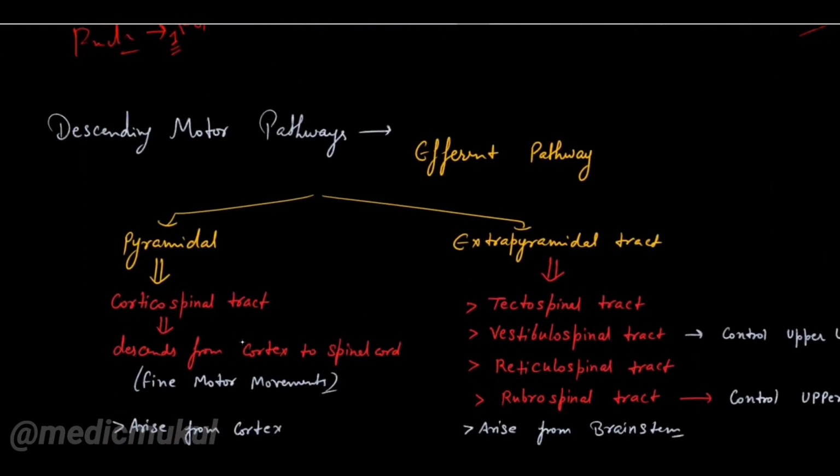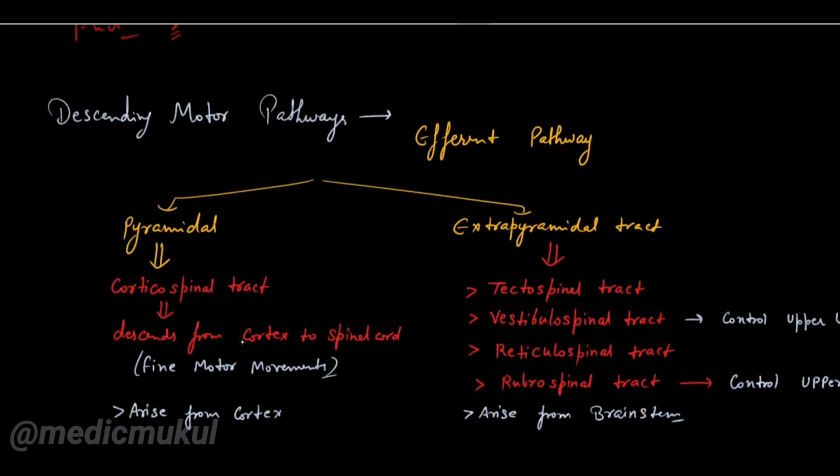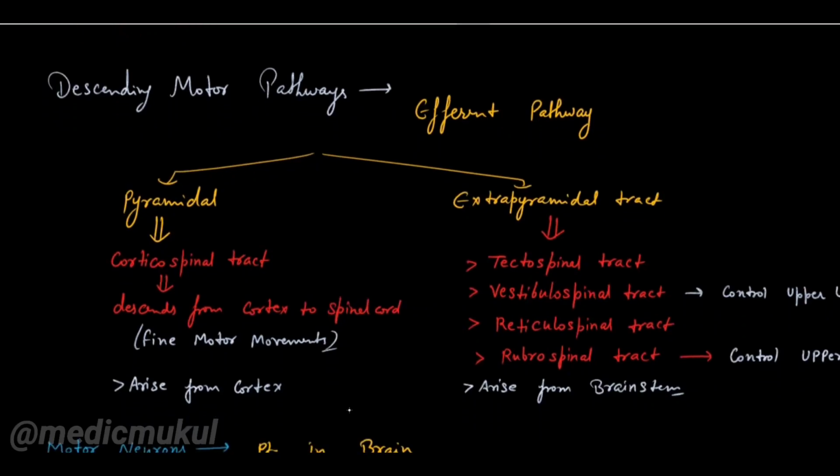Then the next is descending motor pathways. Now we are going into slightly more complicated things, but everything I'm discussing is important, because they can ask from these topics and from all the pathways. It's a little complicated, but much easier to study this way. The descending motor pathway we call the efferent pathway. Descending means going down. It is divided into the pyramidal pathway and the extrapyramidal tract.